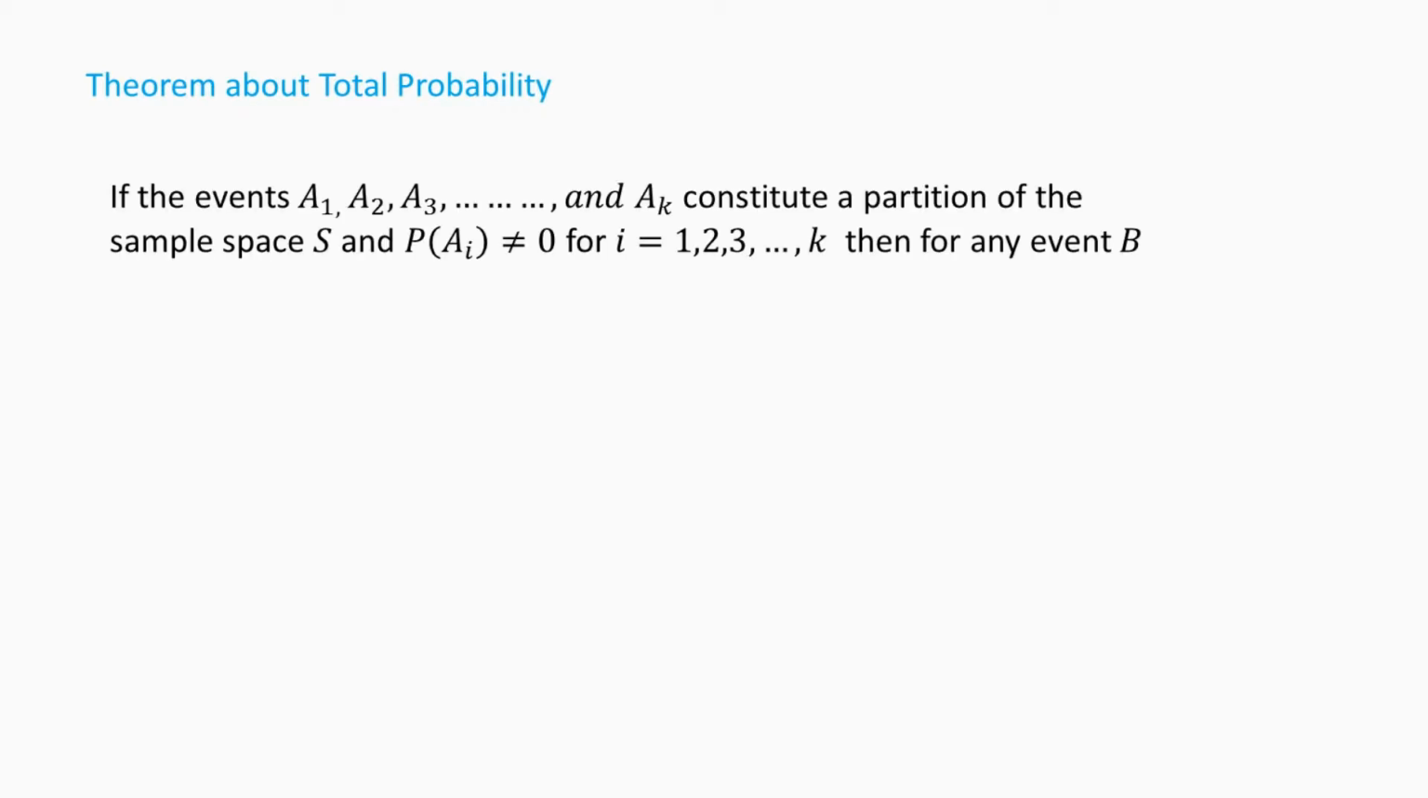If the events A1, A2, A3 up to AK constitute a partition of the sample space S and probability of Ai is not equal to 0 for i equal to 1, 2, 3 up to K, then for any event B, probability of B is equal to sigma i equal to 1 to K, probability of Ai into probability of B given Ai. This is the theorem of total probability.